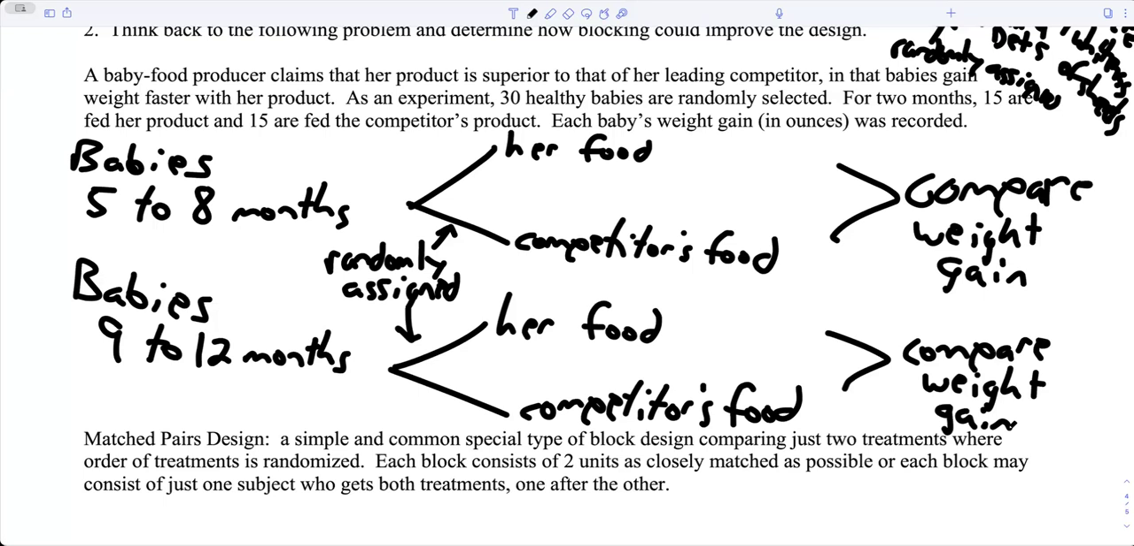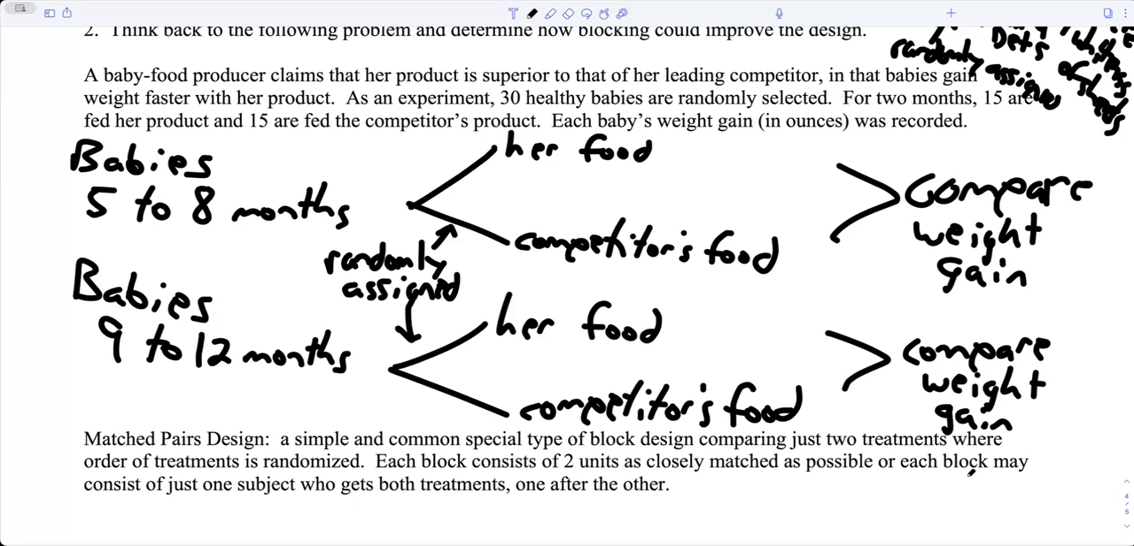But the reason that we block is that we want to try and account for some characteristic, some variable. It's a type of control. We want to account for some variable that might influence the results. So in this case, it would be age, but it also might be some other characteristic, like gender, for example.